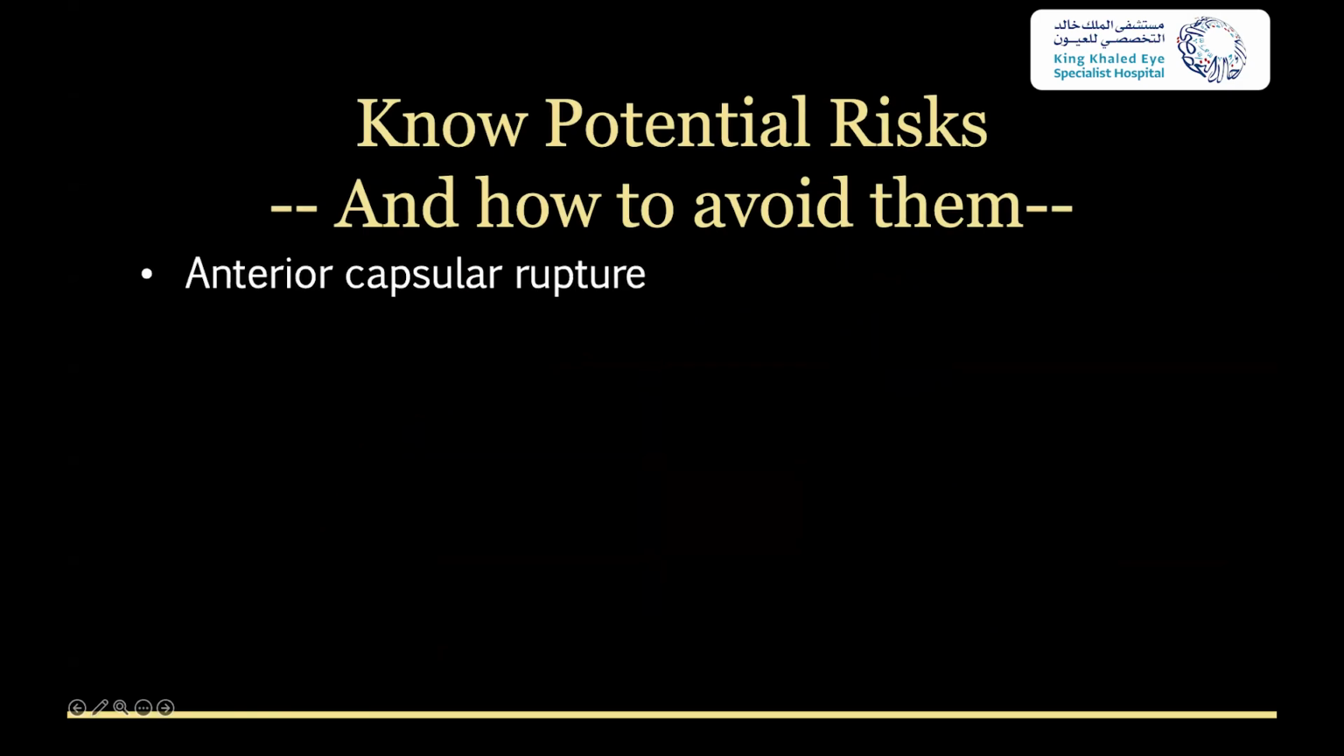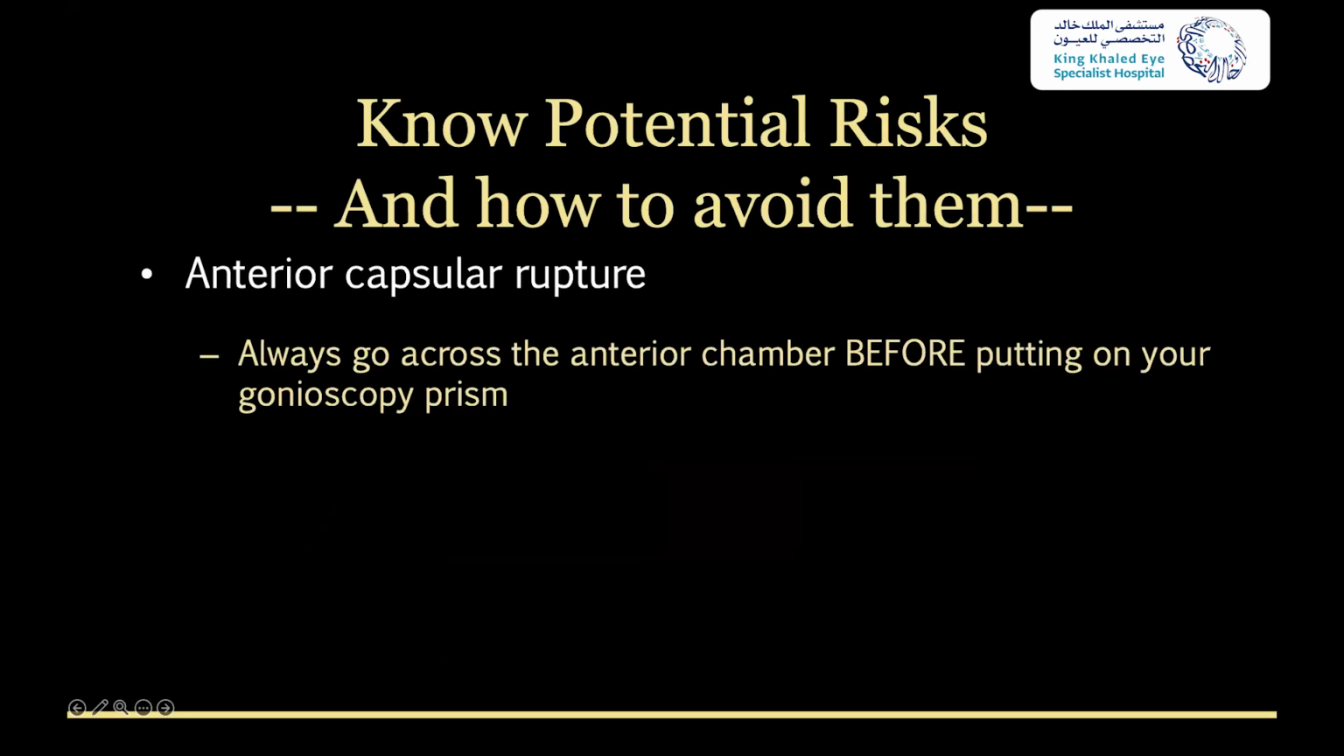And then the other thing is anterior capsular rupture. This is something, especially if you're combining, I say I do my angle-based surgeries before my cataracts, I just have to be a little bit extra cognizant of when I'm going across the eye. So I always go across the anterior chamber with my instruments before I put on the MAGE prism, because you can really lose track of where your instrument is as you're bouncing around the eye on the way over to the angle. So go across first, place the prism once you're most of the way across the eye, and then you should be in a safe position.